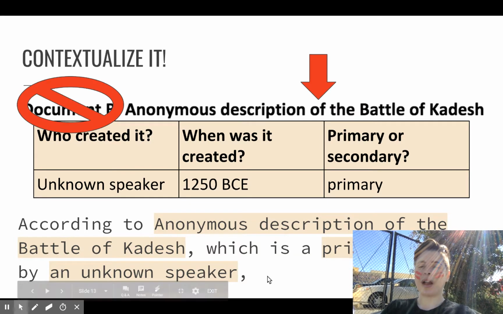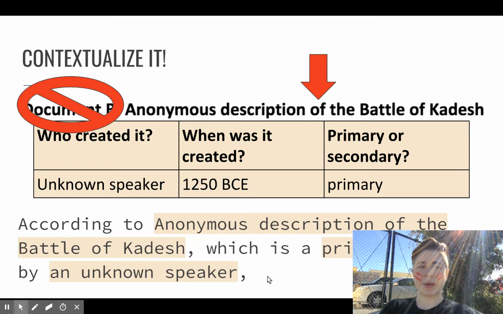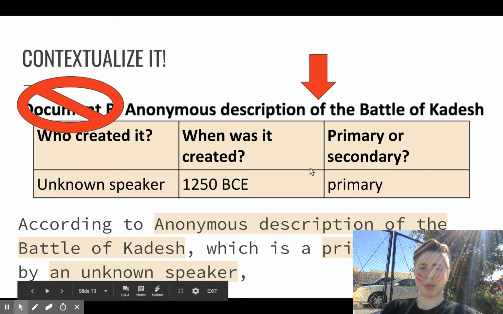Do not, I repeat, do not put document B. That is not the title of the source. That doesn't tell you anything about it except a random letter. You want to put in the title of the source as it is given.